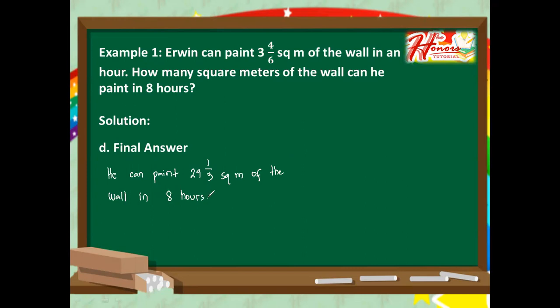So that is the final answer for this example. Just be careful. Remember to answer what is asked. And this is the answer. He can paint 29 and 1 over 3 square meter of the wall in 8 hours. So that's how we solve problems in multiplication of fractions. So you have to follow the steps that we have earlier for you to be able to solve for it.